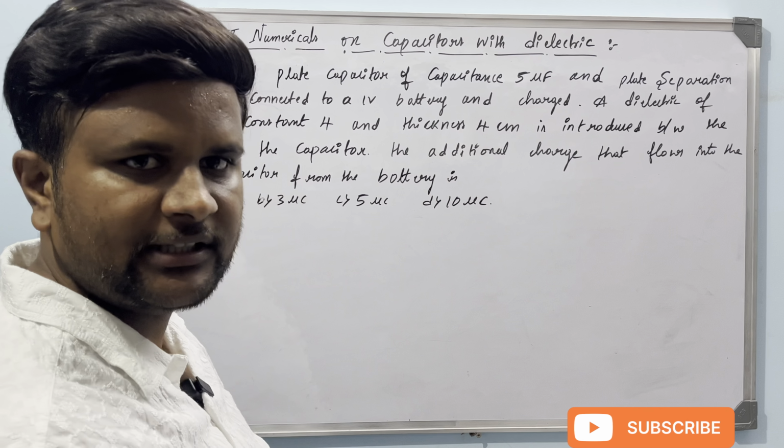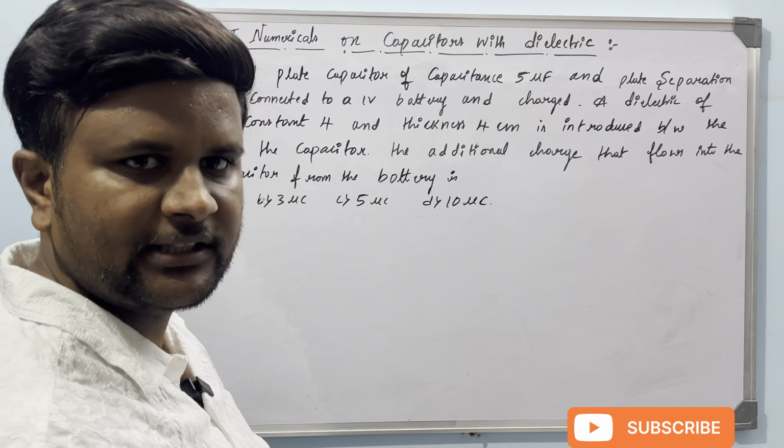This question can be split into two parts. What is the first part? A parallel plate capacitor with capacitance C is 5 microfarad. Plate separation means the distance between the two plates, so D is equal to 6 centimeter. It is connected to a 1 volt battery, so the voltage is 1 volt, and it is charged. But the charge value they have not given, that's why we need to calculate the Q value. Q is equal to question mark.